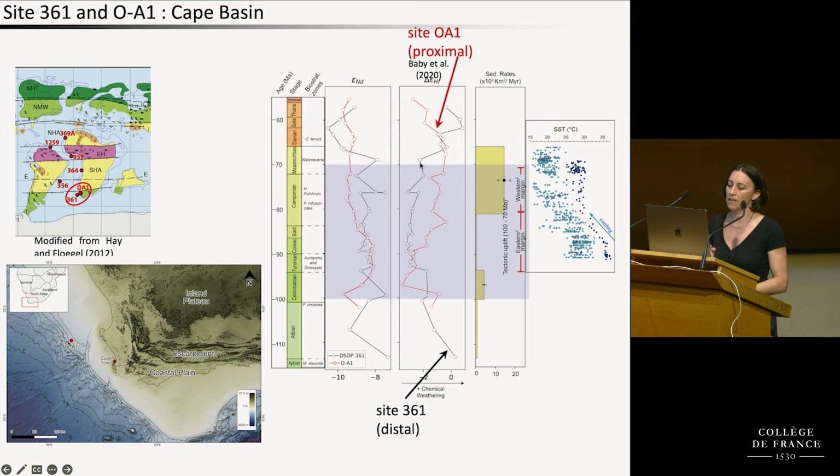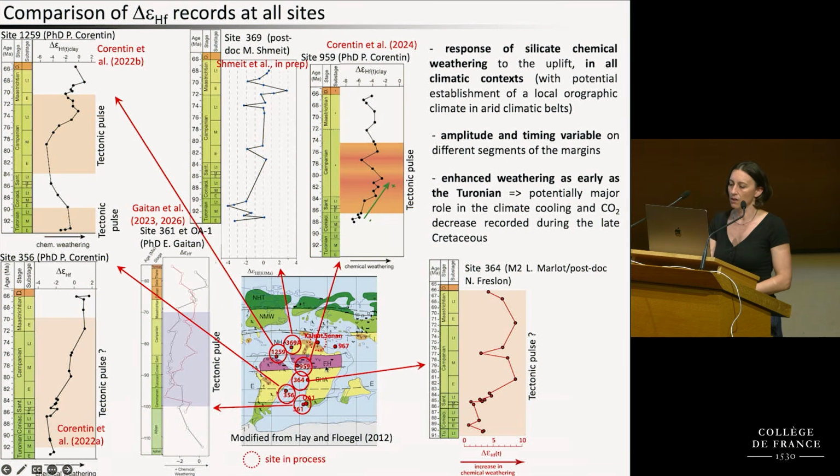But it can also show the influence of different sediments, particularly clays, that can be brought by oceanic currents from another area, and thus a different source of the sediment compared to the more proximal site. Anyway, if we look at the overview of all the sites that have been analyzed up to now, what we can see is that there is a systematic increase in this capital delta epsilon hafnium, which means enhanced weathering in all the sections of the margins that have been analyzed from the north to the south and along Africa as well as along South America.